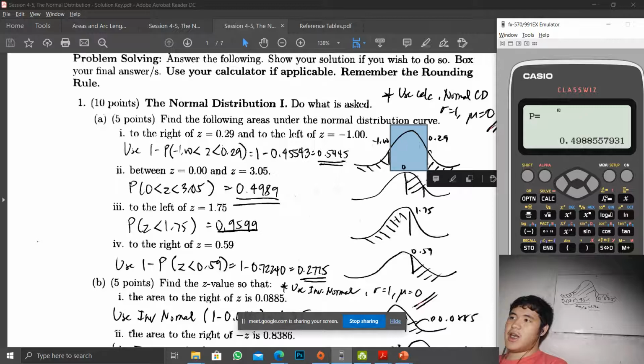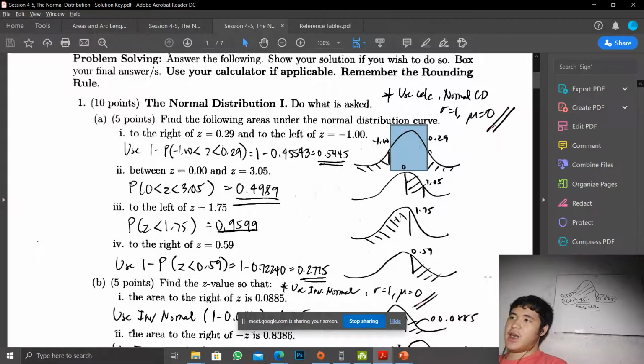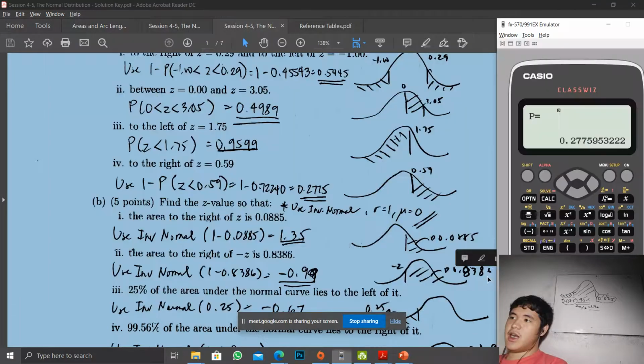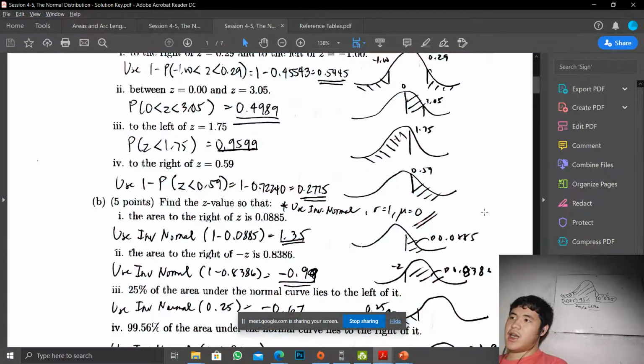Next, to the left of z equals 1.75. So, super low number, and 1.75 here. 0.9599. Next, to the right of 0.59. So, put 0.59 here and put a random number, 0.2776 or 0.2775. Either will work. Next, find the z value so that the area to the right of z is 0.0885.